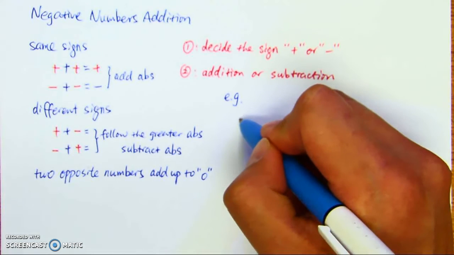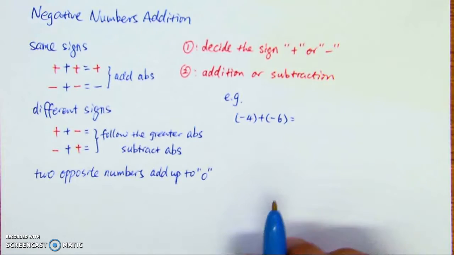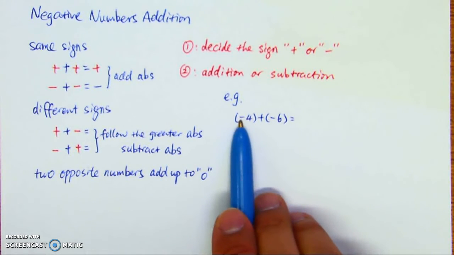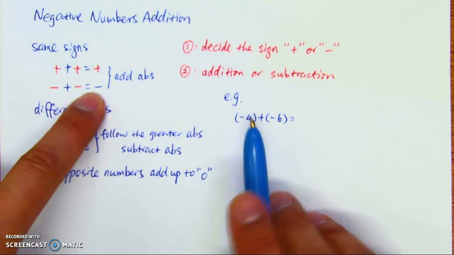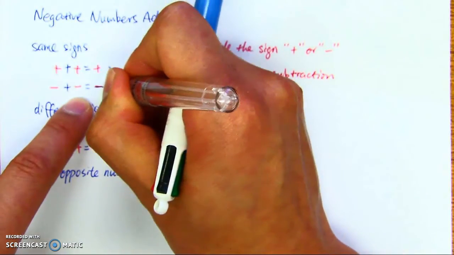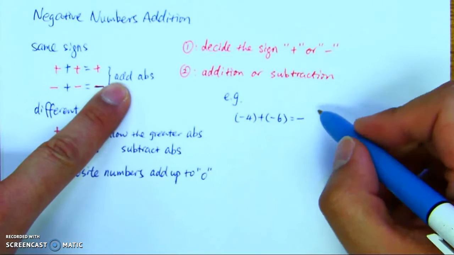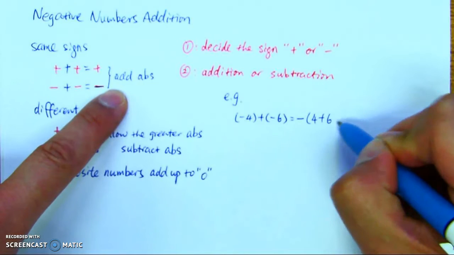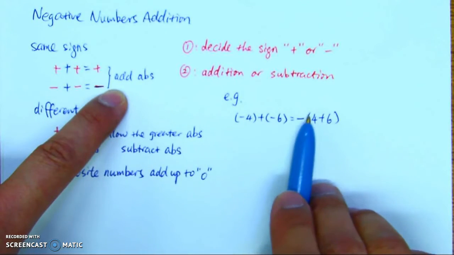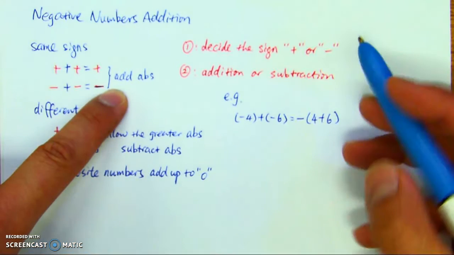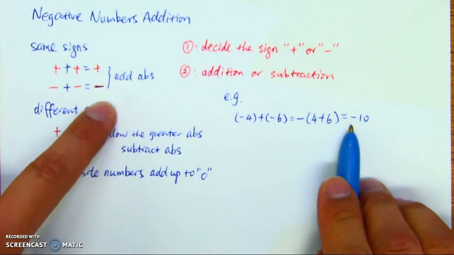Example 1, let's have a look at -4 plus -6. Because they have got the same sign, negative plus negative, we follow this rule. Negative plus negative equals negative. So the final sign is negative. And then you need to add all the absolute values, which is 4 plus 6. Because you have already decided the sign, you don't have to think about the sign anymore. That's why we add the absolute values. 4 plus 6, so the answer is -10. Don't forget you wrote negative here. You should have a negative sign here.